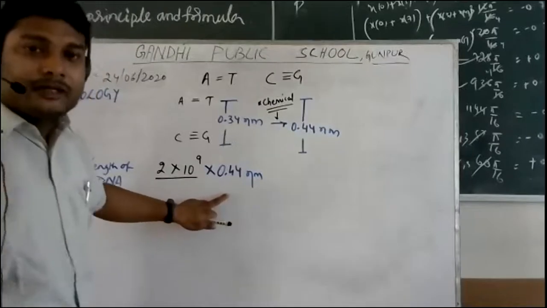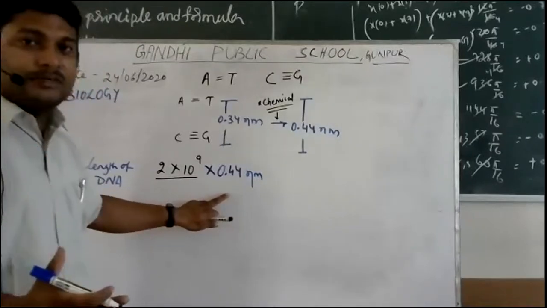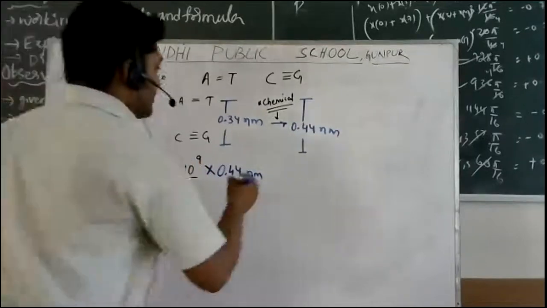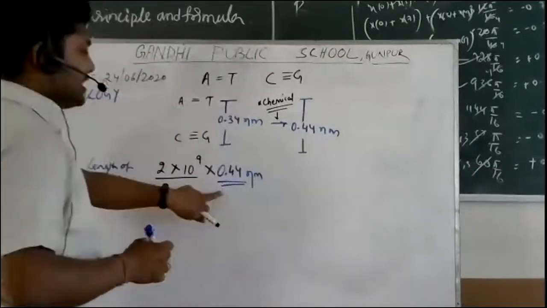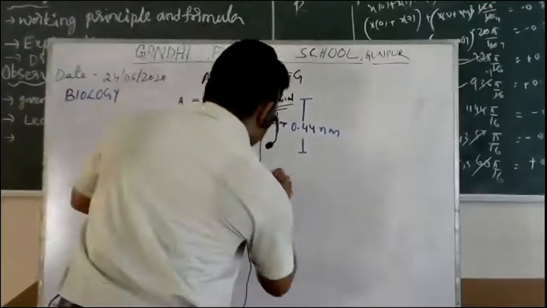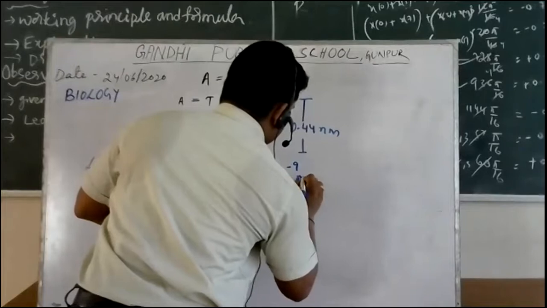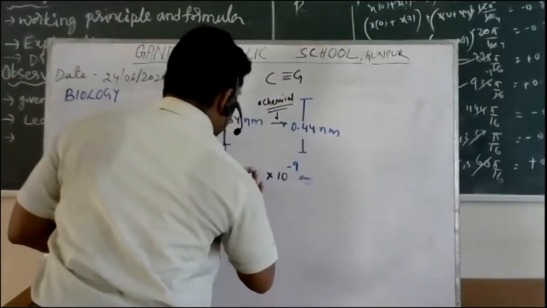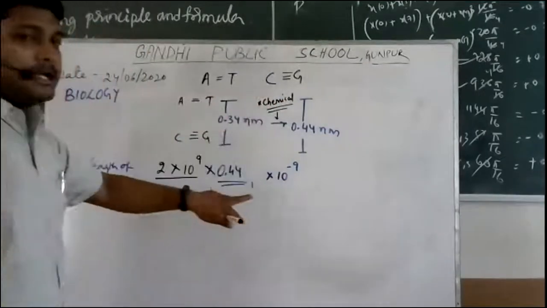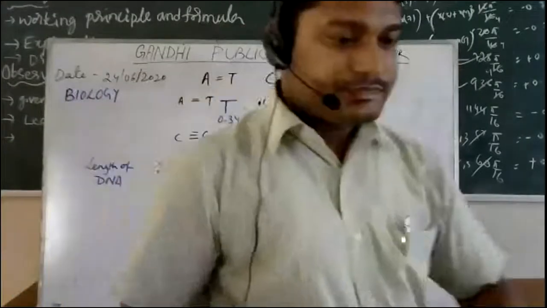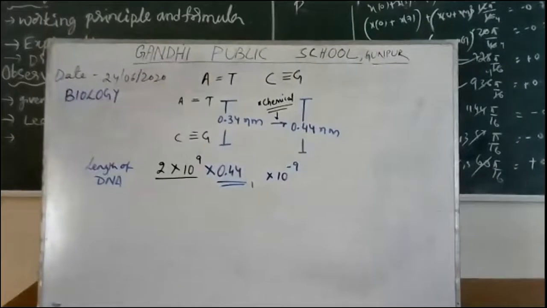But typically when we express the length of the DNA, we use the meter, so here what we have to do, again, this is basically the base pair rise, and to this we write 10 power minus 9. So when we multiply that with 10 power minus 9, we're going to get the result in meters. So now I'm going to share with you another question.